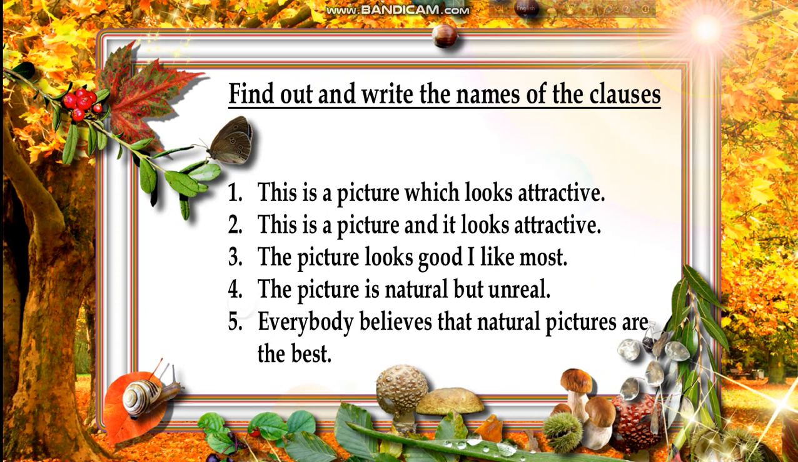Find out and write the name of the clause. Here you can see some sentences. There are 5 sentences here. The first sentence: this is a picture which looks attractive. This is a picture and it looks attractive. The picture looks good. I like most. The picture is natural but unreal. Everybody believes that natural pictures are the best.